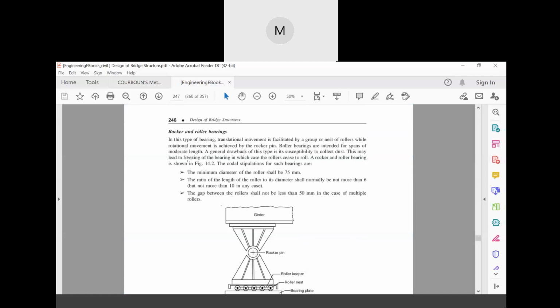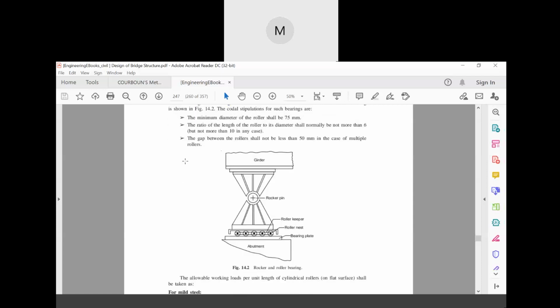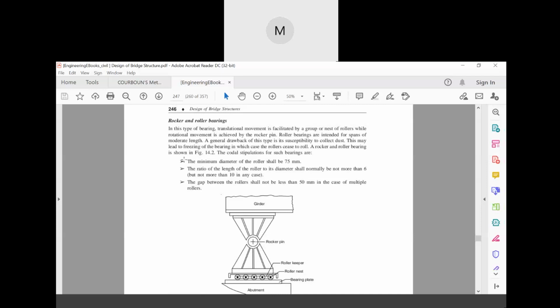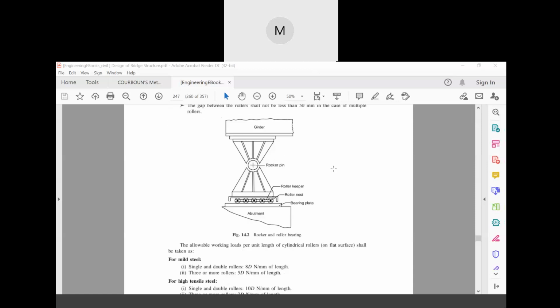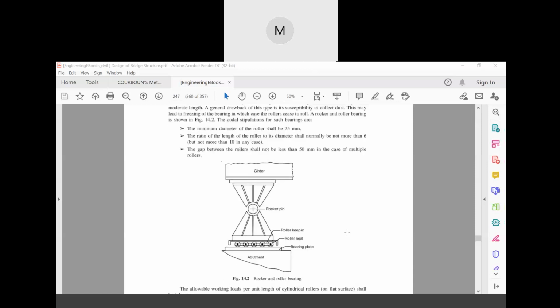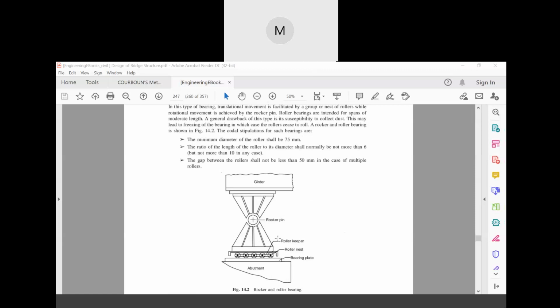Now we'll go to the next item, rocker and roller bearings. Now in rocker and roller bearings, what you get to see is translational movement is facilitated by a group or nest of rollers. That means in the previous one there was no translational movement, but here there is translational movement which is facilitated by what? A group of rollers. So here is the roller.